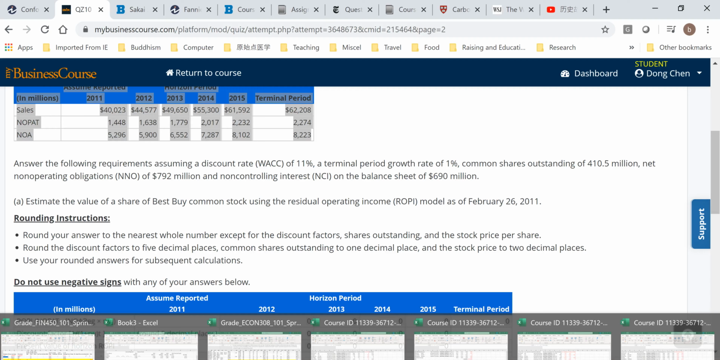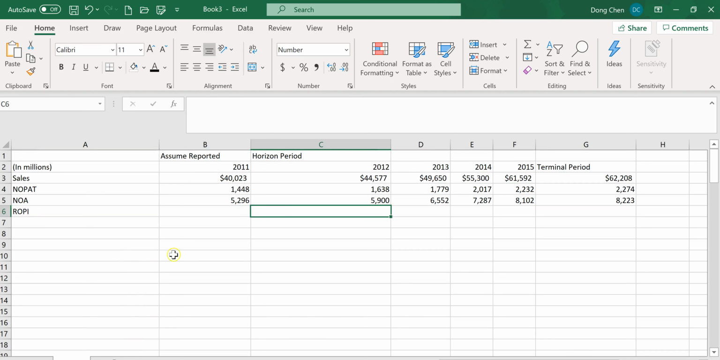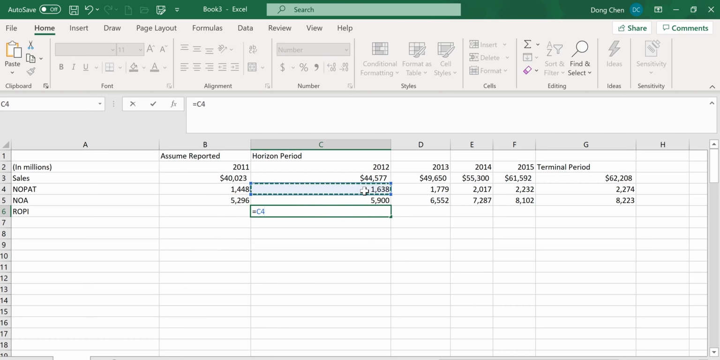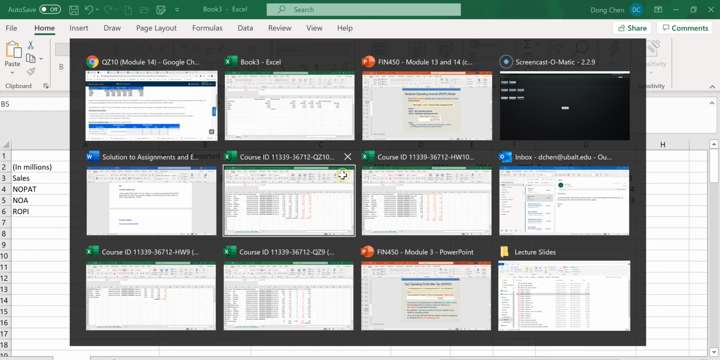We first need to calculate ROPI. The calculation starts from 2012 because we need the previous year, or beginning balance, of the NOA. So it's NOPAT minus the beginning balance, that's the 2011 number, times the discount rate, which is 11%.